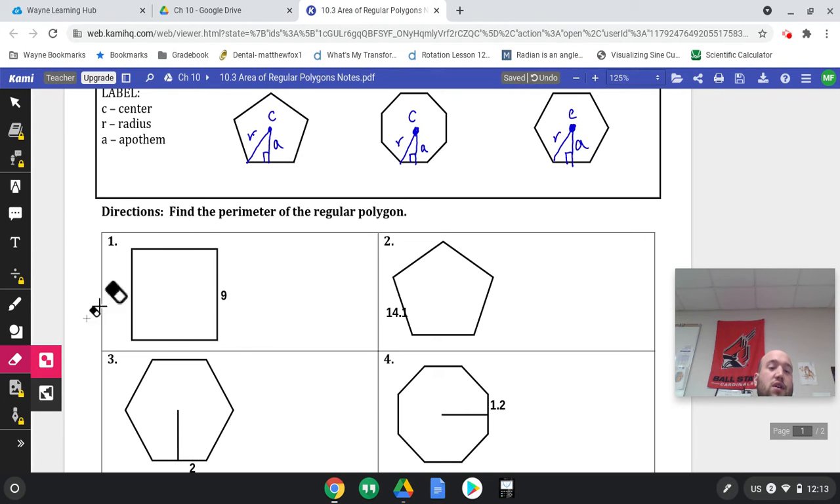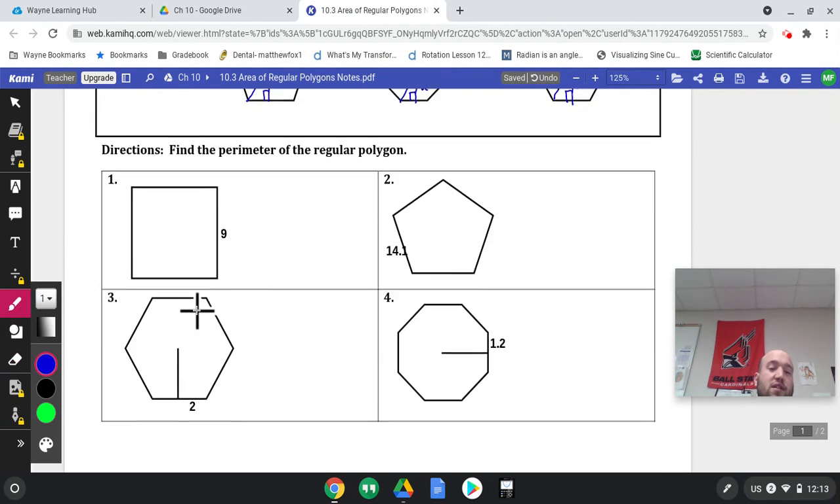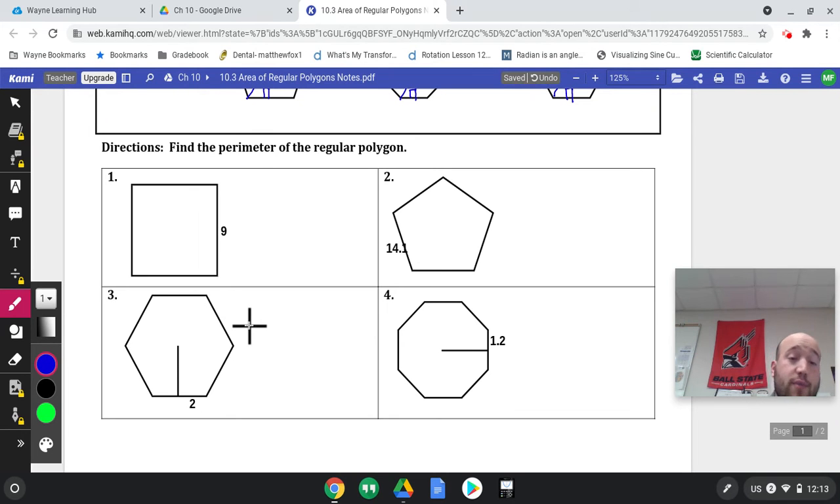Okay, so in order to do that, we're going to use the perimeter because we want what all those sides are. So if we look here, this shape has a side length of 9. Perimeter, we know we add them all up. As you can see, if they're regular polygons, there's 4 sides, each of them 9. 9 times 4 gives us 36.